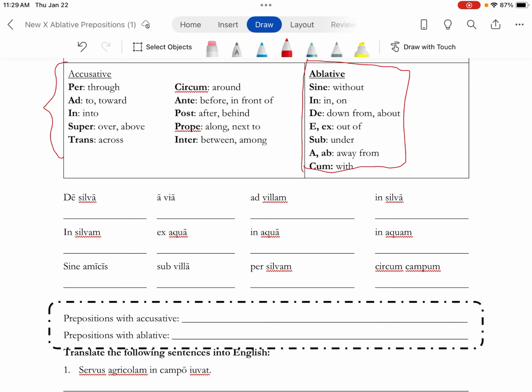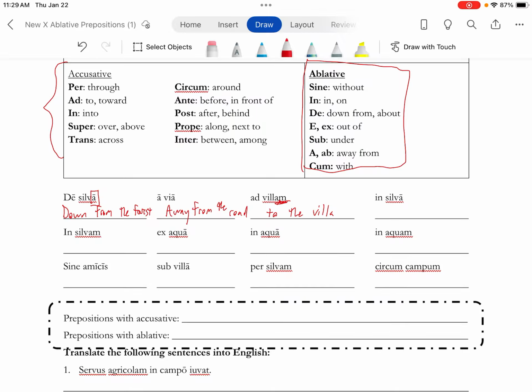Dē silvā. We've got the long mark over the A, which means it's an ablative. It is in the ablative box, and dē means down from. Silva, the forest. Ā viā is coming from, away from, so away from the road. Ad villam. Now, the AM on villam is accusative. That is because ad takes the accusative, so to or toward the villa.